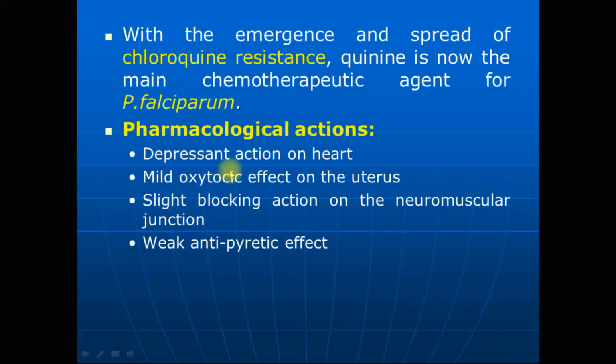So what you can correlate is that you cannot use this drug in pregnancy, because it has an oxytocic effect. Similarly, it cannot be used in diseases like myasthenia gravis because it is a neuromuscular junction blocker. So you need to consider such effects.